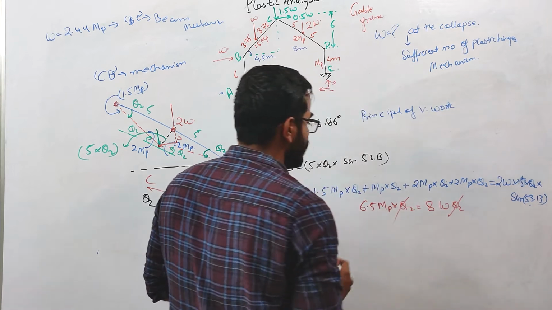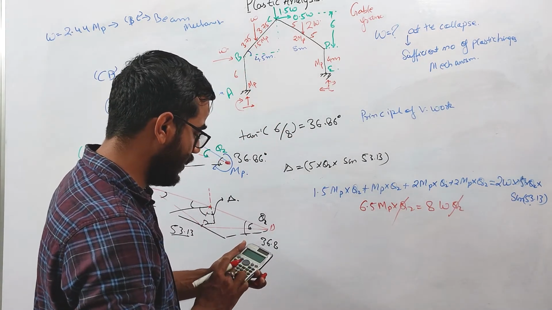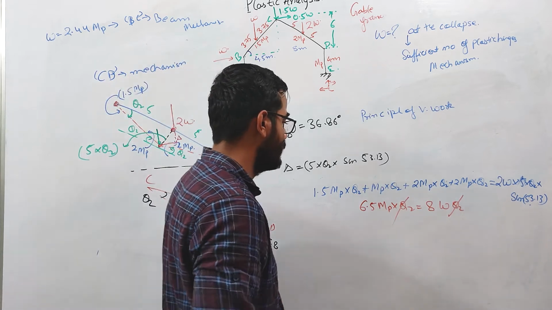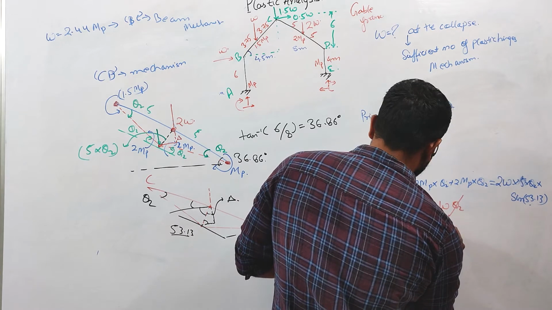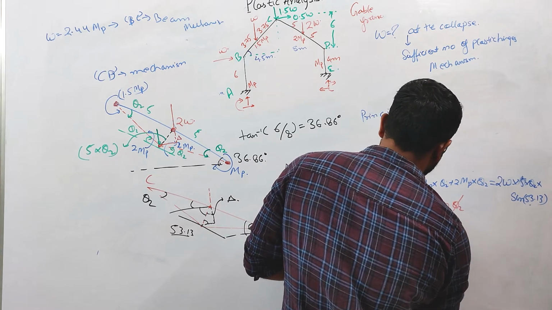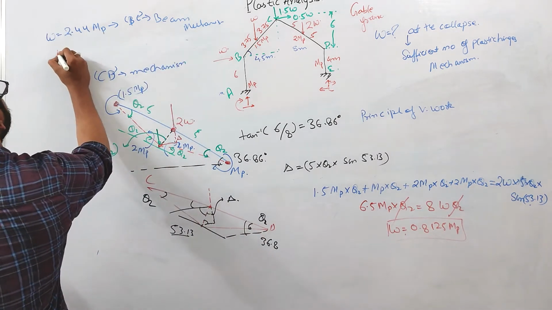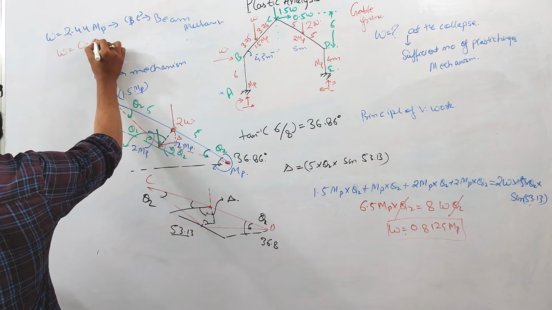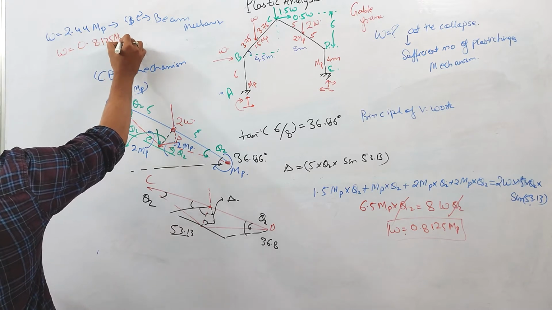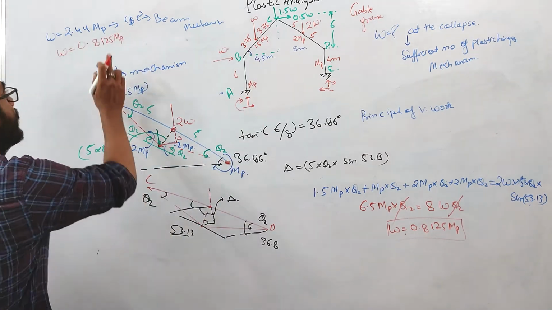Theta 2 will cancel out each other, right? So the value comes out to be 6.5 MP divided by 8. So W equals 0.8125 MP. Okay. In the previous case, we got W equals 2.44 MP. Here we are getting 0.8125 MP. So the meaning is that this case is more critical than this.